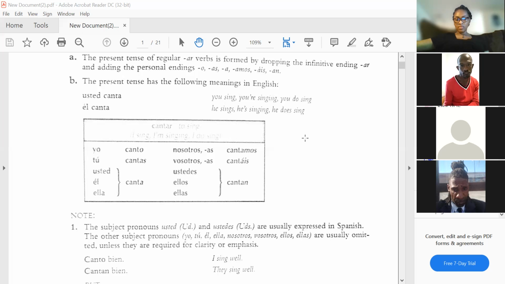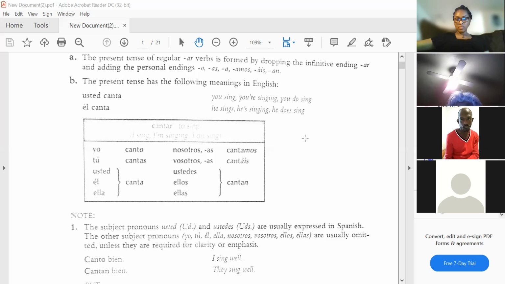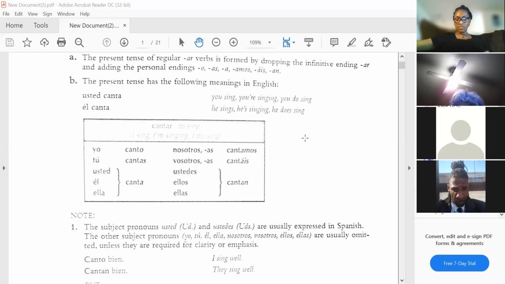So if I say hablamos, who's speaking? Hablamos. AMOS, hablamos. Is it we or they? We. It's nosotros. Nosotros hablamos español. We speak Spanish. We.